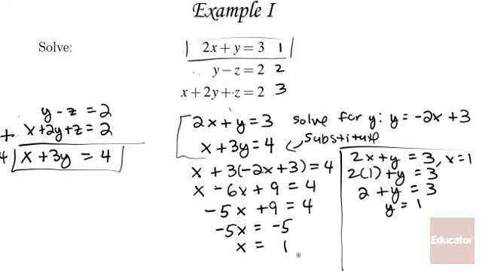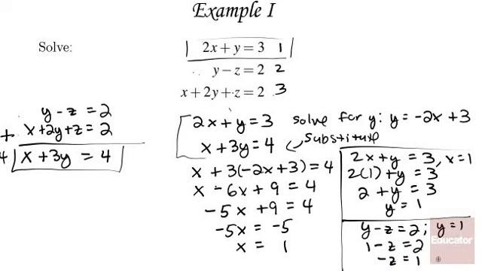So now I have x and I have y. I need to find z. Well, this will easily tell me what z is. So that's y minus z equals 2, and I know y. Y equals 1. So 1 minus z equals 2. Negative z equals 1. Therefore, z equals negative 1. So the solution to this set of equations is that x equals 1, y equals 1, z equals negative 1.